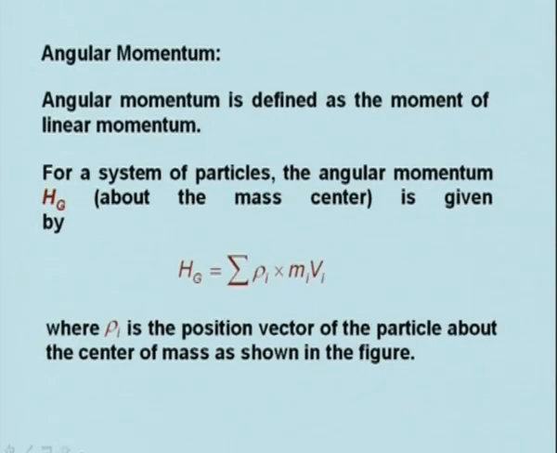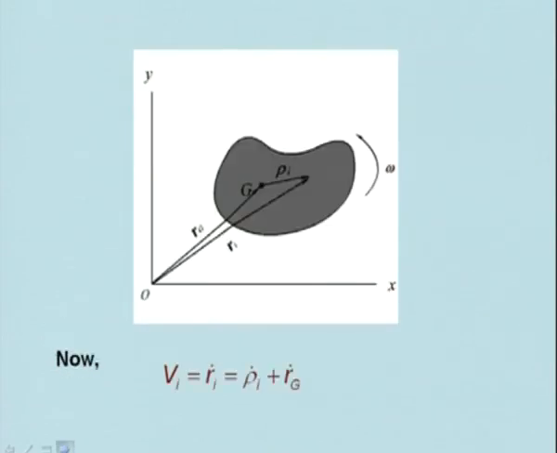Now this is about linear momentum. Now we discuss angular momentum. Angular momentum is defined as the moment of linear momentum. For a system of particles, the angular momentum hg about the mass center is given by hg equal to sigma rho i cross mi vi, where rho i is the position vector of the particle about the center of mass, and vi may be the absolute velocity.